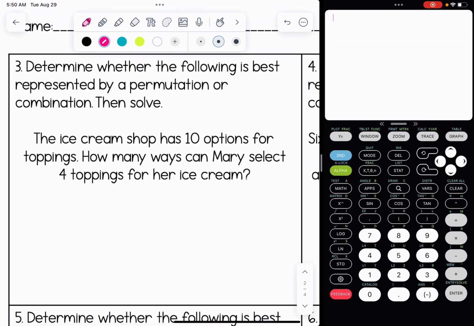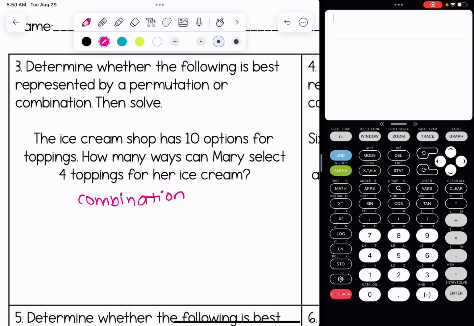All right, number 3: determine whether the following is best represented by a permutation or combination, and then we're going to solve. The ice cream shop has 10 options for toppings. How many ways can Mary select 4 toppings for her ice cream? The order doesn't matter. We're just grouping all these toppings together on top of her ice cream. There's no particular order that makes a difference. So this is going to be a combination.